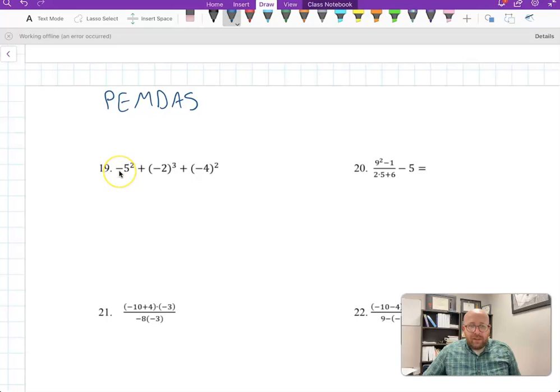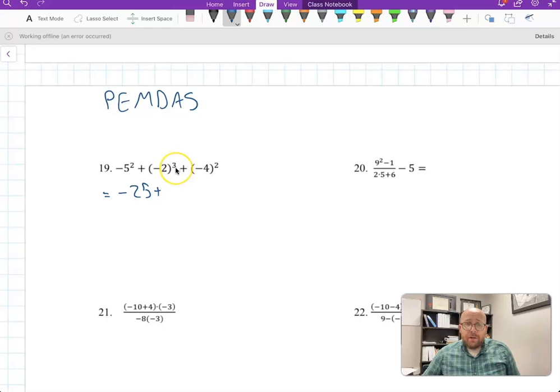This is saying what is the negative of 5 squared, because this is not inside a set of parentheses. So what is the negative of 5 squared? Well, 5 squared is 25, so the negative of 25 is negative 25. Plus. Now, we have negative 2 to the third power.